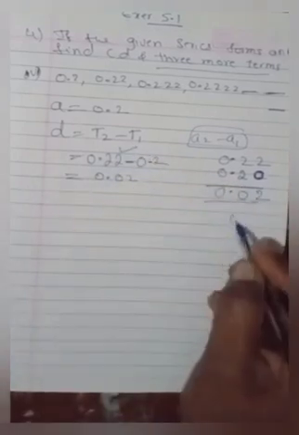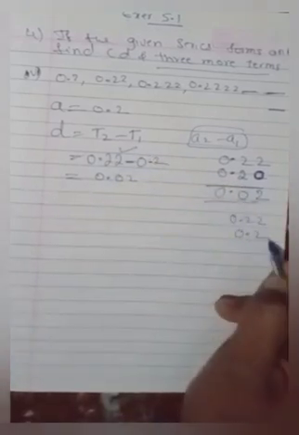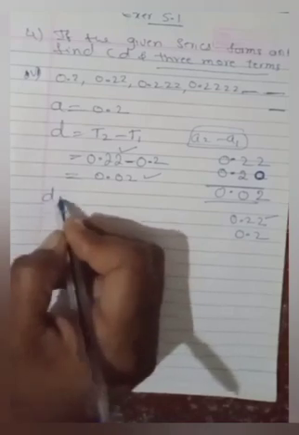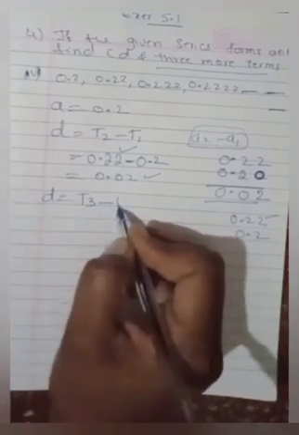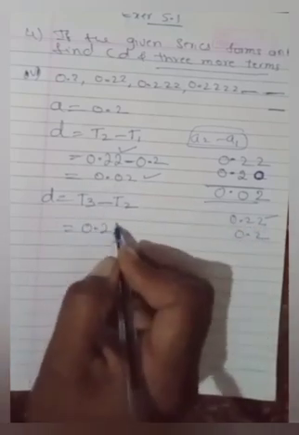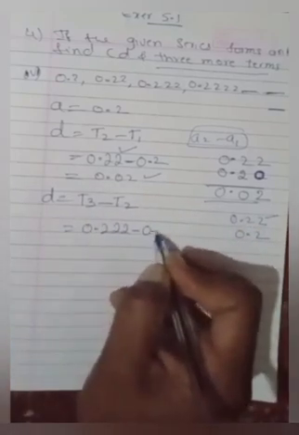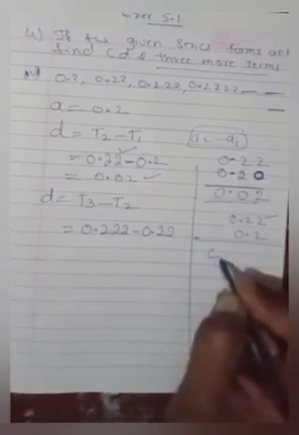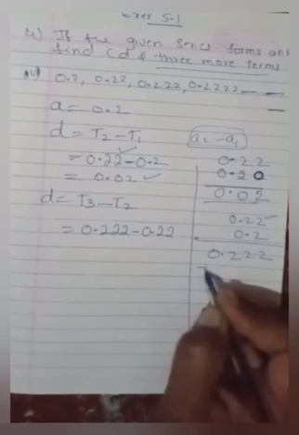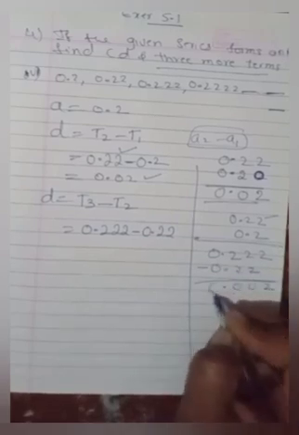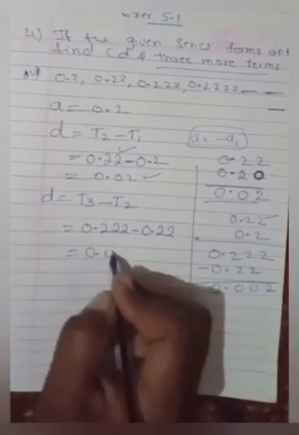So you know 0.22 and 0.2, which is greater? Obviously this is greater, so you are getting the plus sign. Next we will see the difference between the third term and the second term. The third term is 0.222 minus 0.22. Okay, I'll show you the subtraction here. 0.222 minus 0.22. So 2, 0, 0 and 0. This is equal to 0.002.